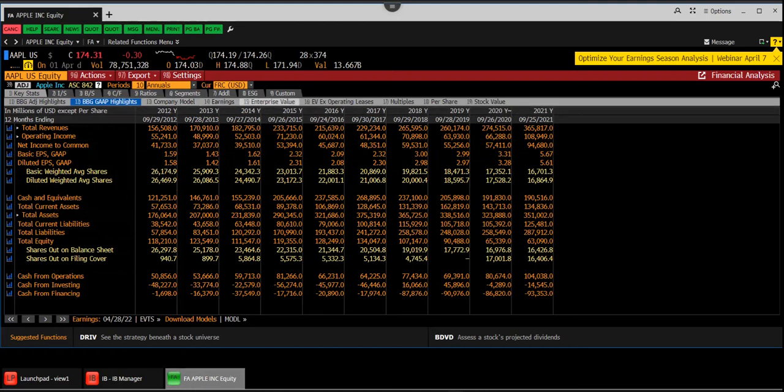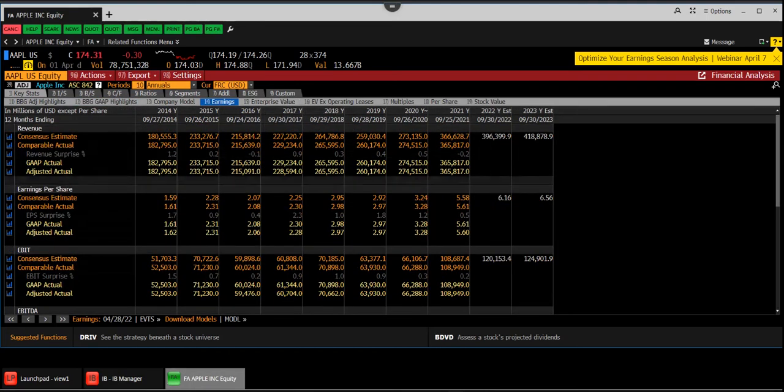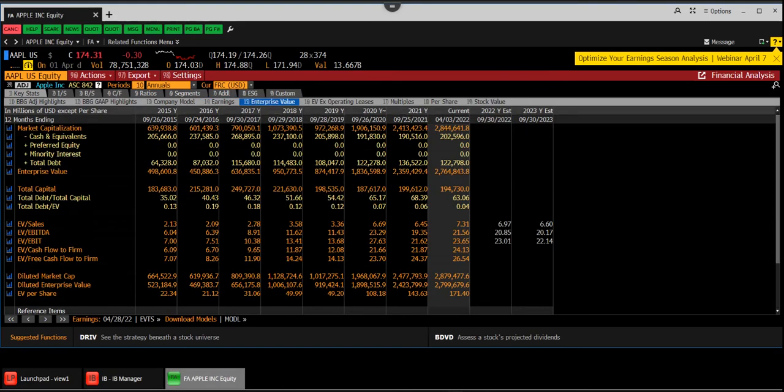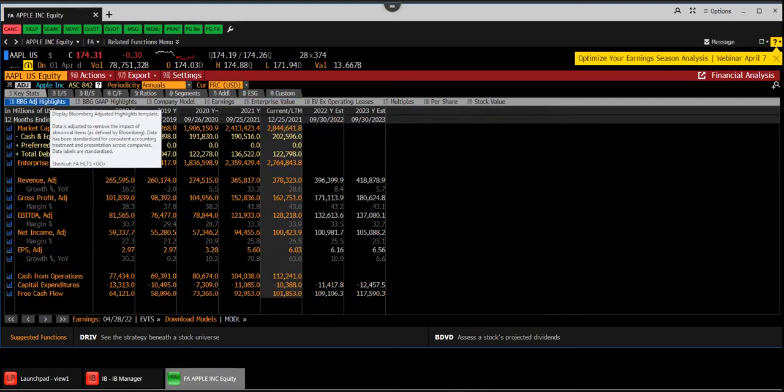You can look at earnings, all the way dated back to 2014, which is very nice. And their enterprise value as well, with, again, a plethora of other information that an analyst or someone interested in buying Apple can look at on this page and get a better idea of what they are investing in.